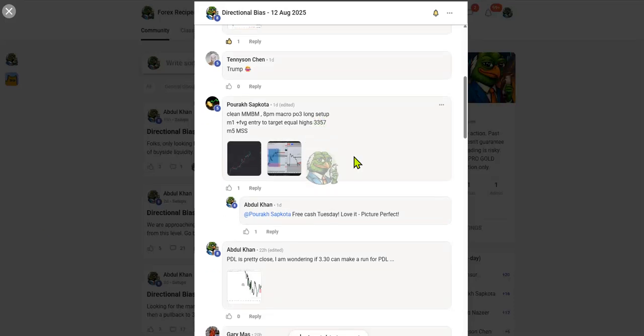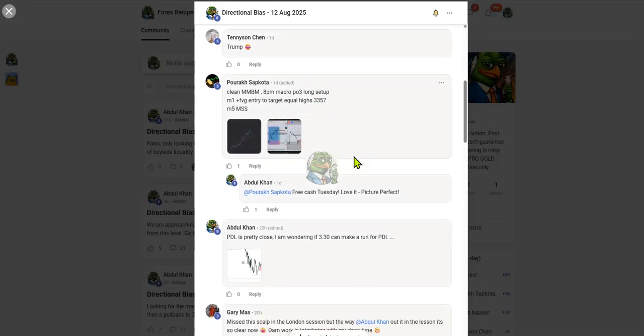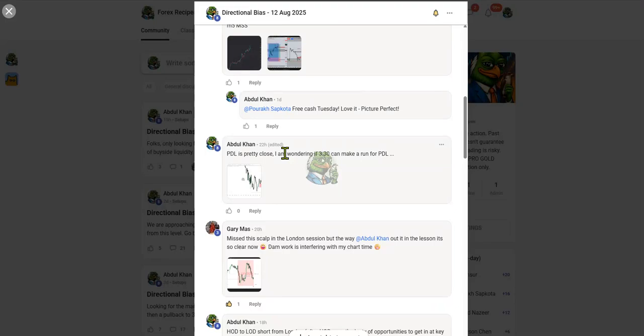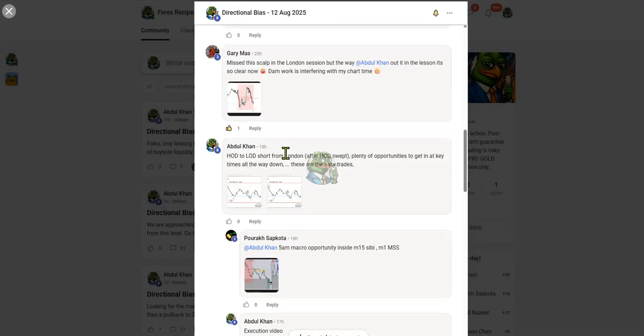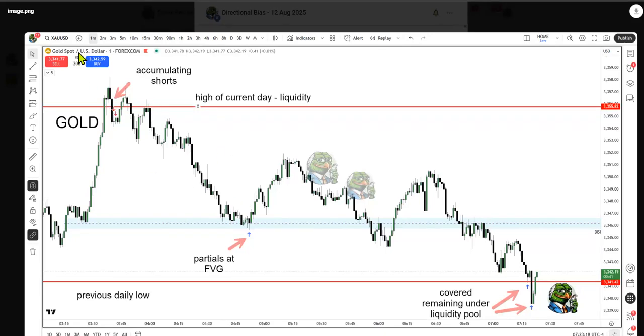I'll post my trades in here. I'll post setups in here if I want to share setups at a high probability. I'll post things that I'm looking at. For example, I'm looking at the market going to the previous daily low. And then, for any setups that I'm taking, here's a short that I did yesterday. I also did a video on this. It's on my YouTube Shorts channel.